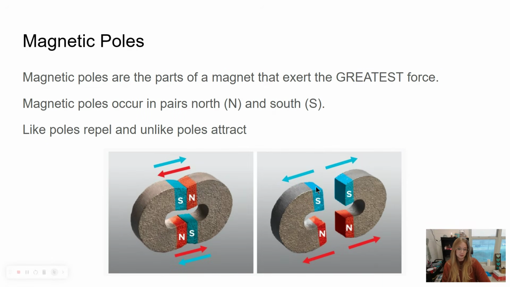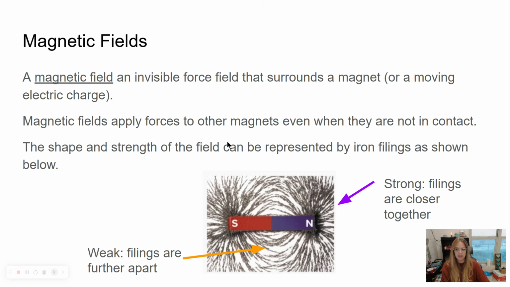Okay, magnetic poles. No surprise to you, there's a north and a south pole to magnets, and you can see here that if it's the same pole, like north and north, they are going to actually repel each other instead of attract each other. You can also see there that the force of the magnet will be stronger at the end of the pole instead of at the middle. And I will show you why here in a second.